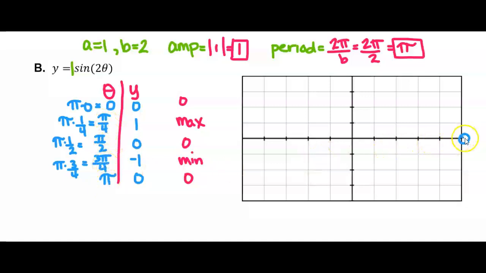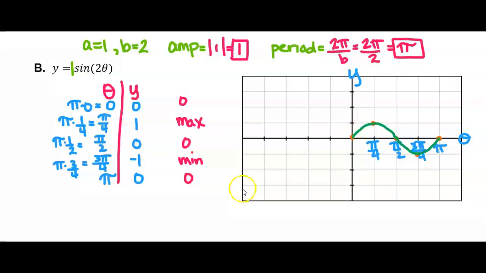So again, we're going to label theta and y, and we're going to label our thetas by the intervals that we indicated on our chart. So we have pi over 4, half pi, 3/4 pi, and pi. And we're going to graph it out. So we're going to have 0, 0. At pi over 4, we're going to be up at 1. Then we're back to 0. At 3 pi over 4, we're at -1. And we end at 0. So here's our hill, and there's our valley.